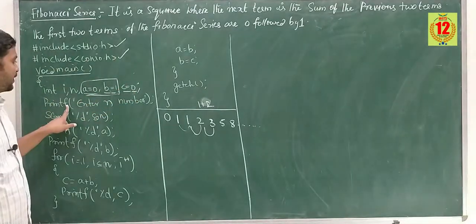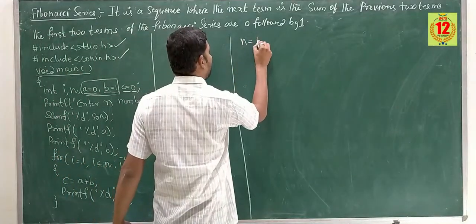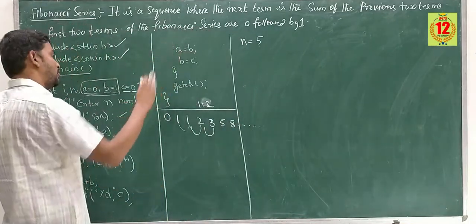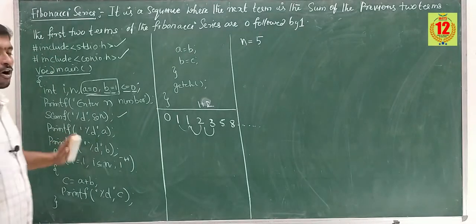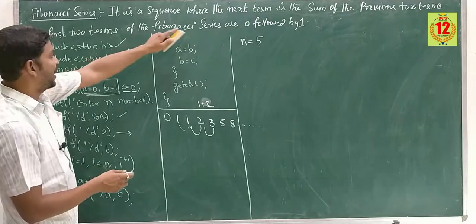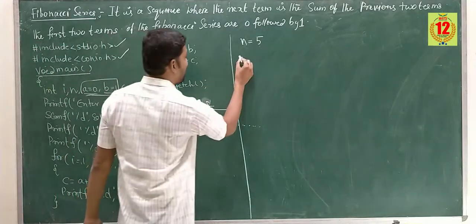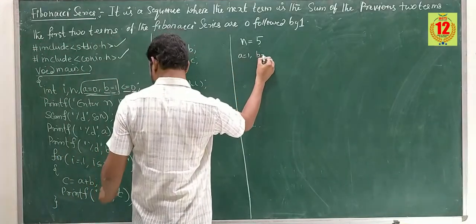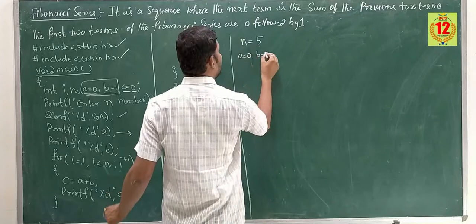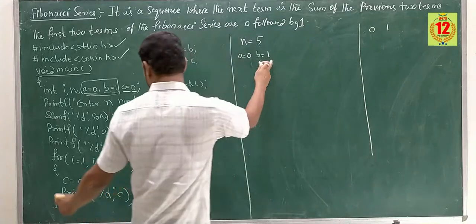Now enter into the statement printf, enter n number. I am using the n number, for example n is equal to 5. Now coming to printf, n is equal to 5 is automatically displayed, and printf %d, a. We are using the initial values of the Fibonacci series, the first two terms 0 and 1. That's why I am using a is equal to 0 and b is equal to 1. The series starts from here: 0 1.